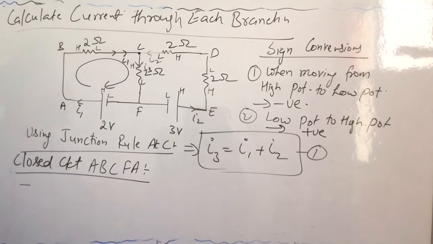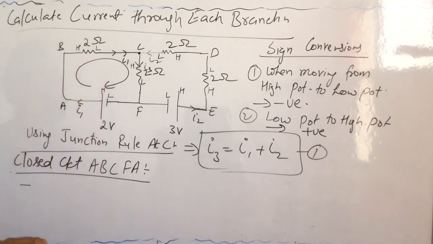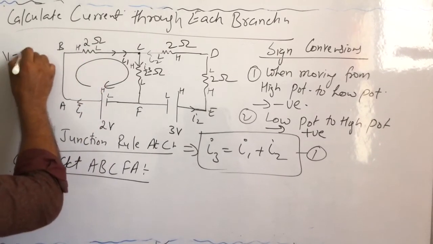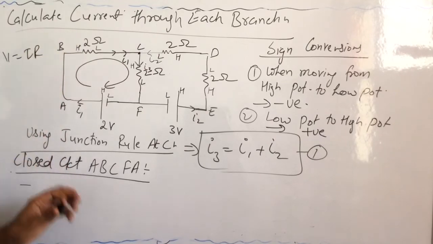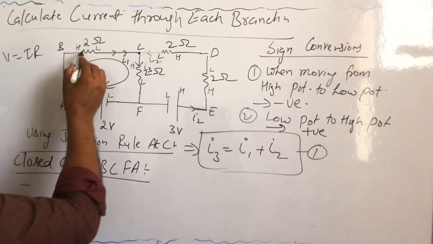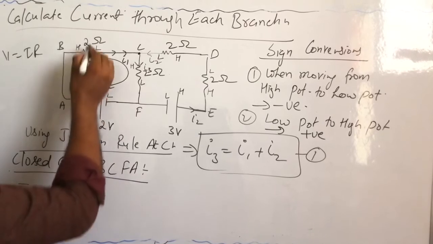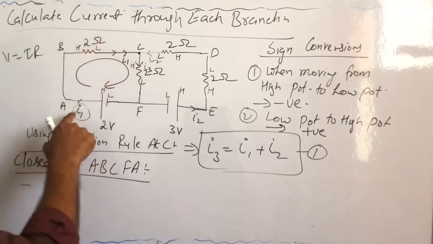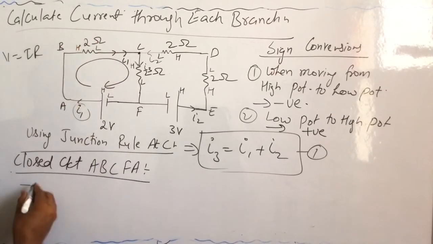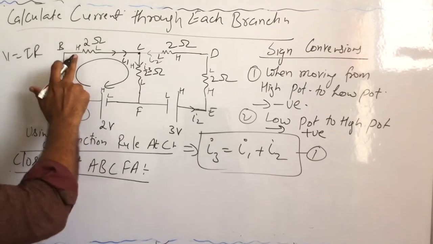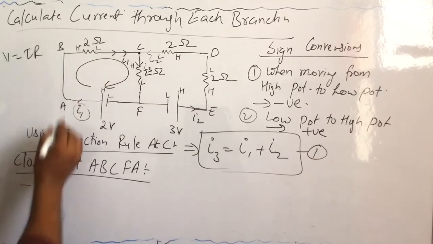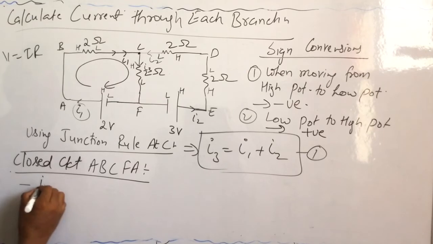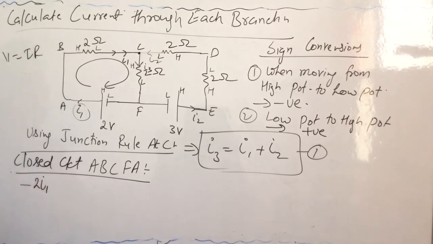And what is potential drop across this resistor? We know potential drop is equal to I into R, V is equal to I into R. So the potential drop across this would be I1 into 2. 2 is R over here, I1 is current passing through this. Fine. So negative sign, because we are moving from H to L, negative sign, and it will be I1 into 2. So 2 I1. Fine.